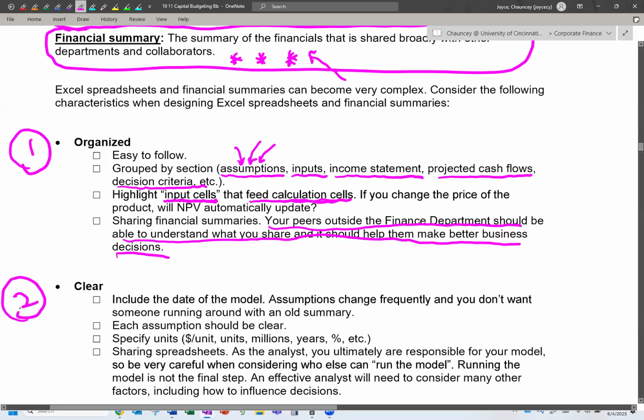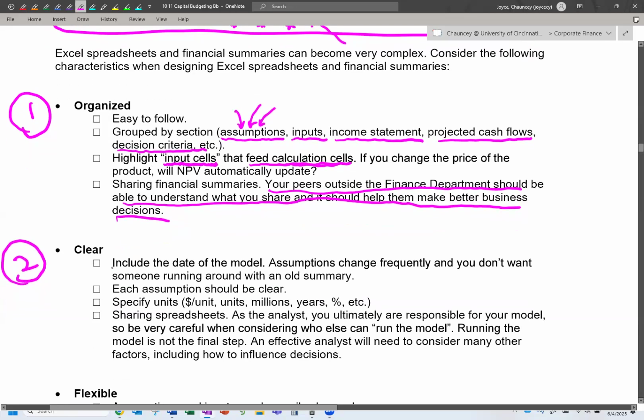Second, after we talk about organize, we want to be clear. Include the date of the model. You typically work on these things every week or every day. Assumptions change frequently, and you don't want someone running around with an old summary with old data. So put a date on your summaries and your models.